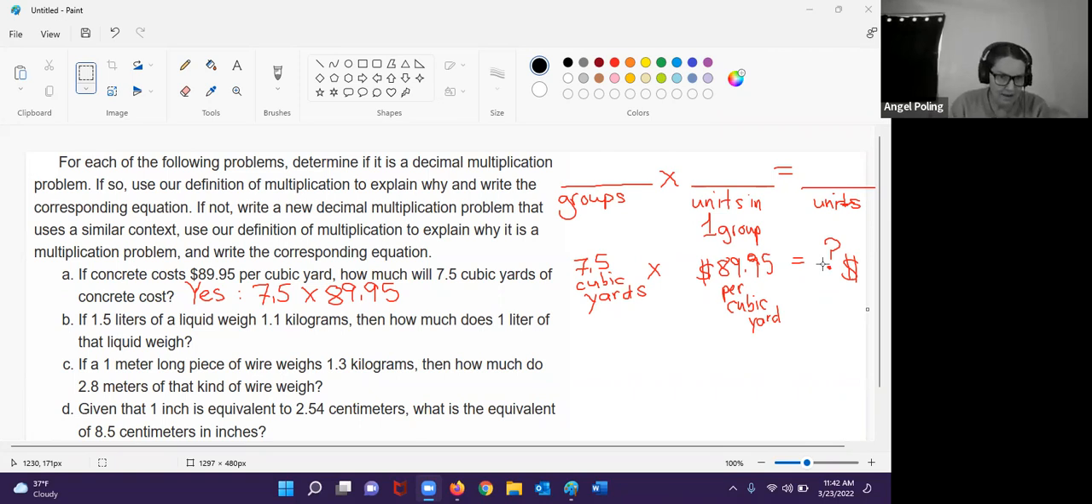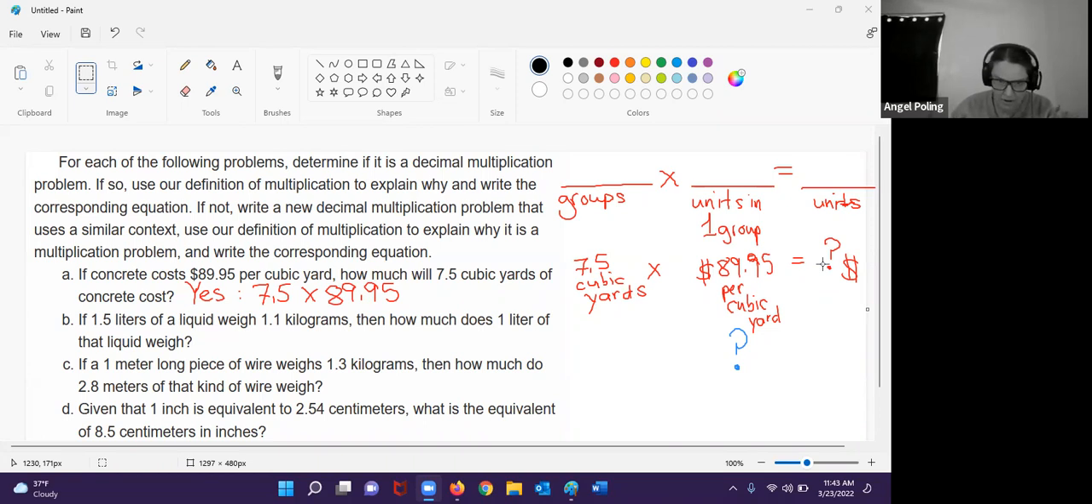Now for B, let me switch the colors out. If 1.5 liters of a liquid weigh 1.1 kilograms, then how much does 1 liter of that liquid weigh? So they're asking us about something per one, not a total amount of item, right? So they're actually asking us a division question here, but let's put it together.